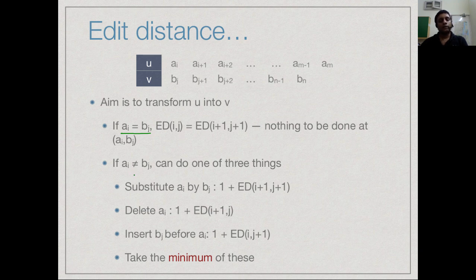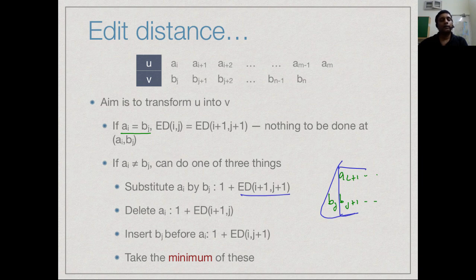Now, if they don't match, three things are possible. So I have AI plus 1 and so on, and I have BJ plus 1 and so on. The first thing I can do is directly make this AI into BJ, in which case I have now made the first letters exactly equal, and so I just need to look at i plus 1, j plus 1. The other thing I can do is to remove this AI altogether. So now this discrepancy is gone, but I am still left with the rest of the problem. So now I have to see if i plus 1 onwards matches j onwards.